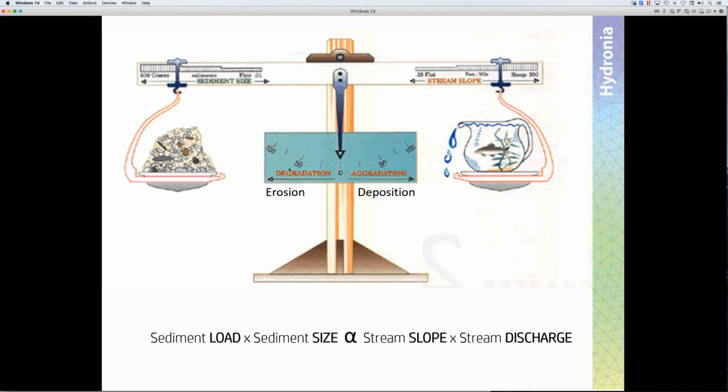So what this means is that, for example, if you wanted to see the effect of decreasing the sediment size, if you move this weight to the left, then this balance will turn to the left and you will go to aggradation. So that means that the combination of these factors, sediment load, sediment size, stream slope, and discharge, creates either a propensity for erosion, also called degradation, or deposition, or aggradation. So this is a very simple way to visualize all the factors that are commonly involved in the sediment transport process.